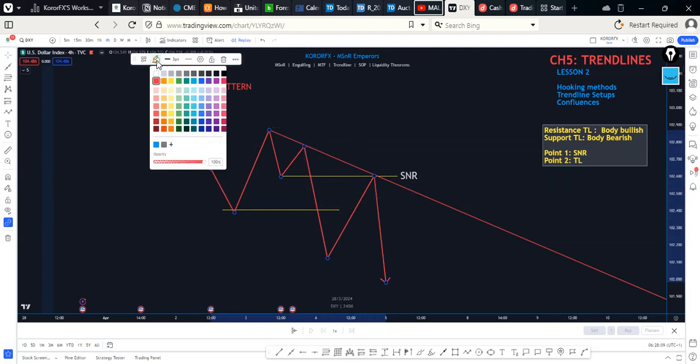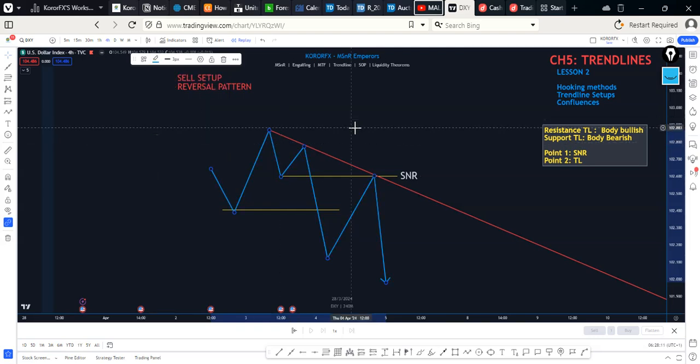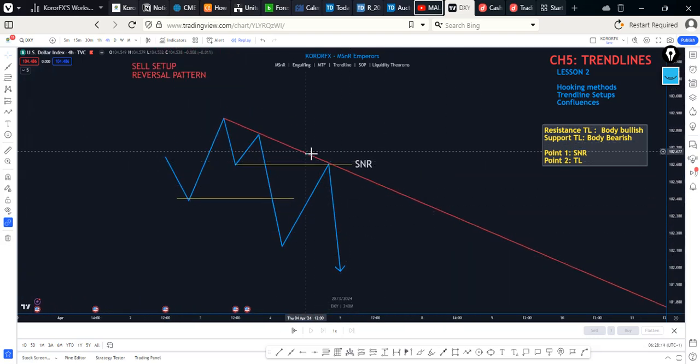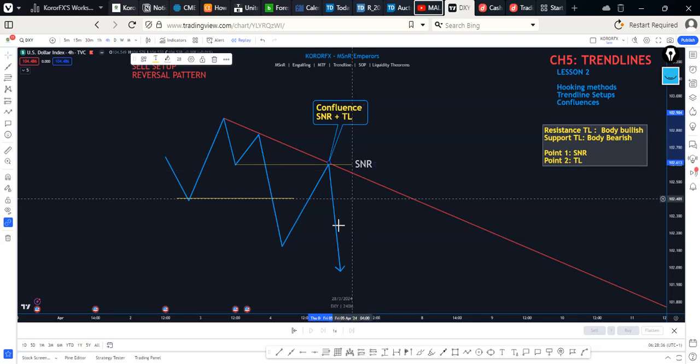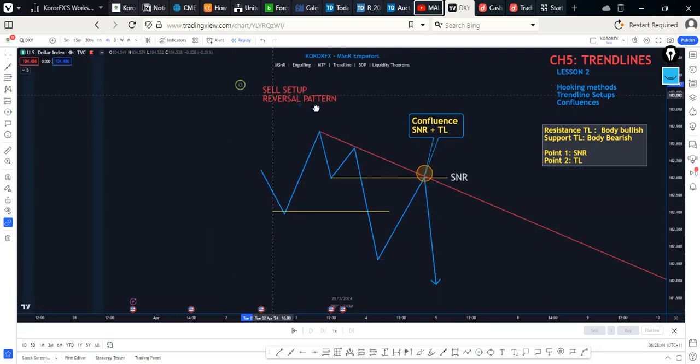So we have to make out the trend line. We got the trend line, and then you see here we have a confluence, right? The confluence is we got SNR plus trend line, and that's a decisional point where we can also enter. So that is the selling setup.